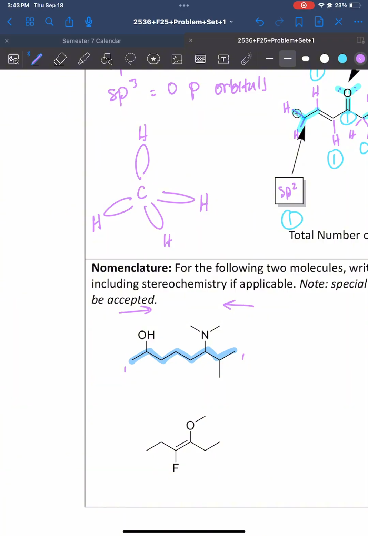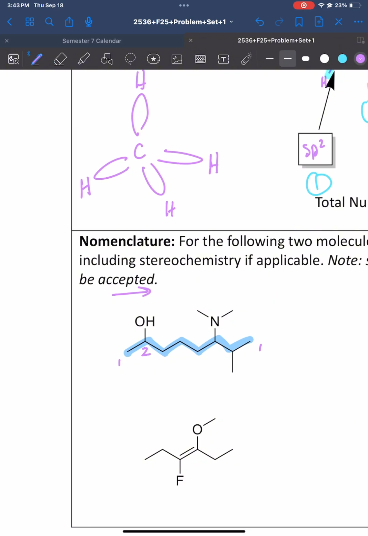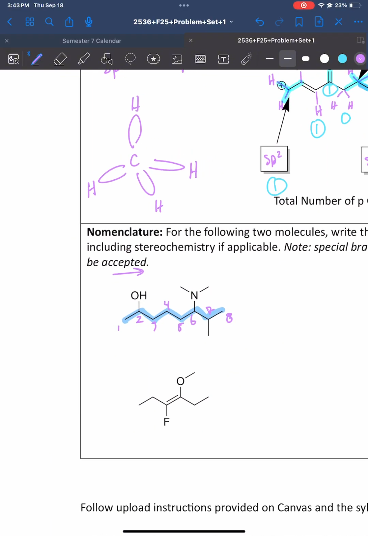In this case, we want the highest priority group, and that's going to be coming off of carbon number 2, so we know this alcohol is going to take priority, and we're going to number from left to right. So we got 1, 2, 3, 4, 5, 6, 7, 8. So we know it's going to be an octan-ol of some sort because we have the alcohol.